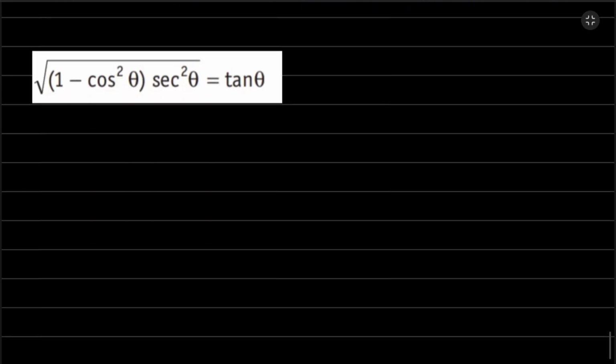Let's move on to the second question. You have to prove that root of 1 plus cos square theta multiplied by secant square theta is equal to tan theta. Let us take the LHS.